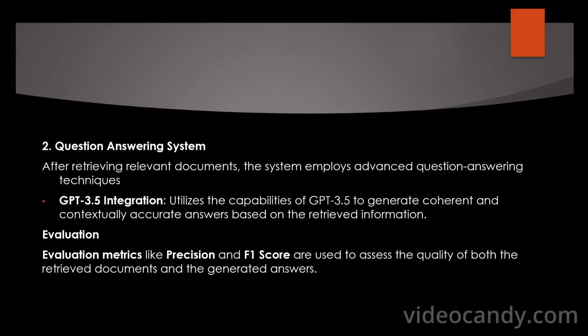Once the relevant documents are retrieved, the next step is to generate answers using the question answering system. Here we use GPT 3.5, a highly advanced language model that helps turn the retrieved information into accurate answers. Instead of just copying information directly, GPT 3.5 processes the documents to understand the question's intent and generates a natural, human like response. This makes the system very useful for users because it does not just give raw facts.